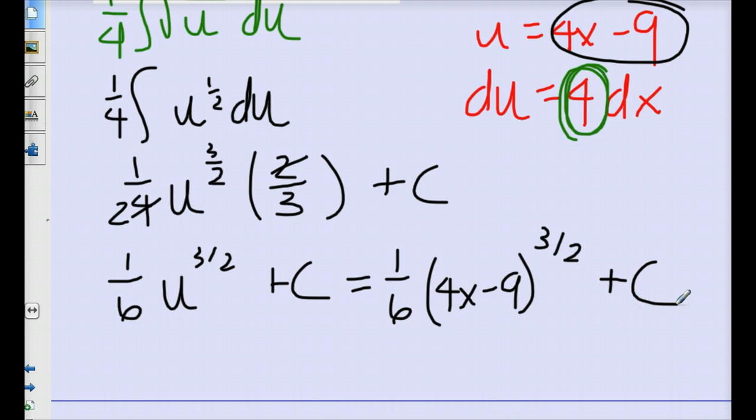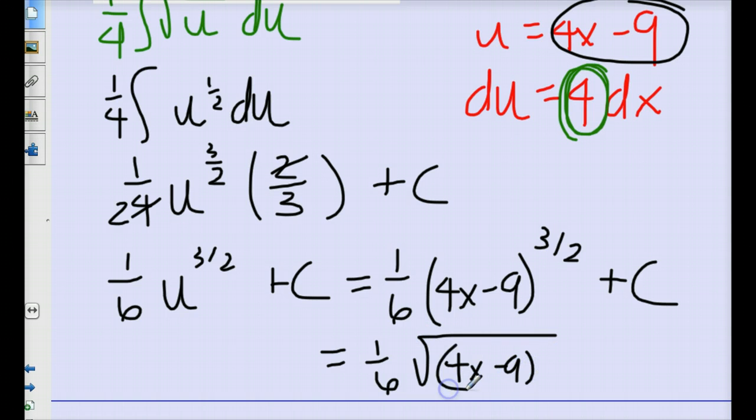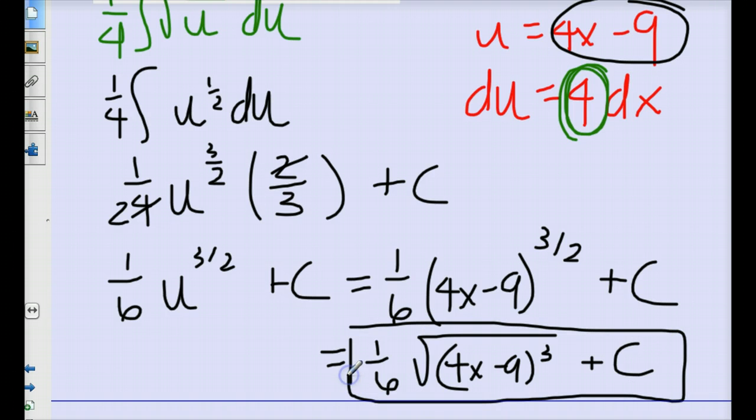And you're done here. What we also see is that I can rewrite this, so I have that radicand again. And what I get is 1 over 6 square root of 4x minus 9 to the 3rd power plus c. And we're done. So that's the idea. What I'm going to do is give you a couple visual things that we can plug in so we can make sure we take account of all our terms.